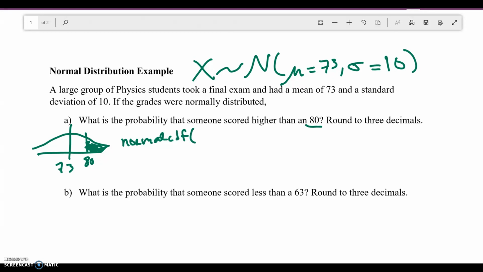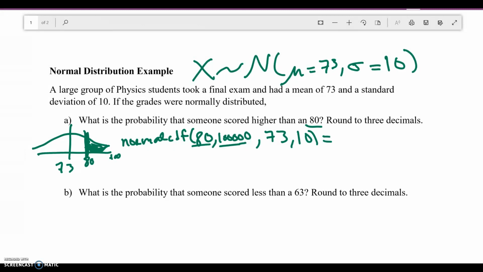My lower bound in this case, where the area starts, is at 80. And then my upper bound goes all the way to positive infinity, so we would just write a really, really big number. That's my lower bound, and this is my upper bound. My mean in this case is 73 because that was given to me, and my standard deviation sigma is just 10.